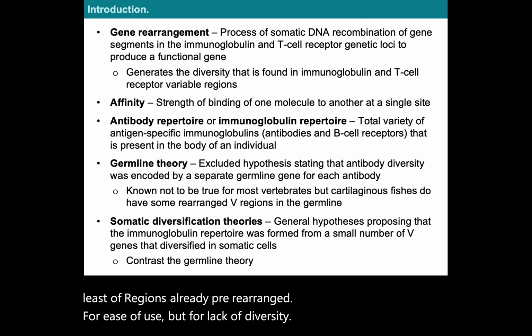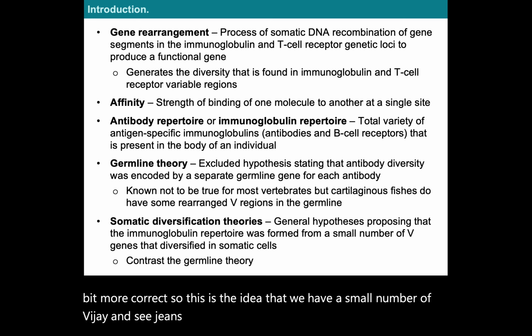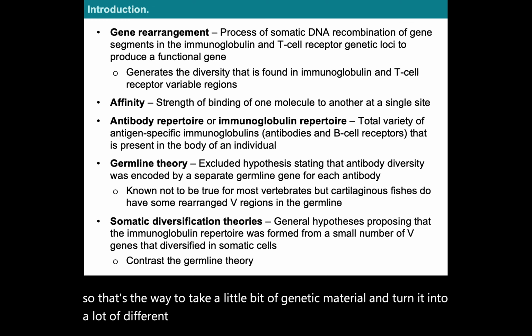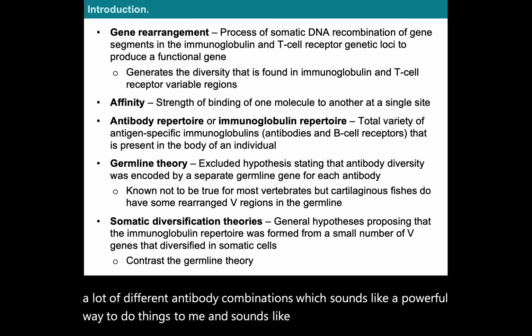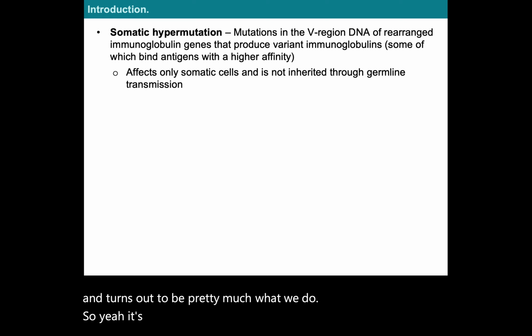Okay, the somatic diversification theories, this is the one that's a little bit more correct. So this is the idea that we have a small number of VDJ and C genes that are then diversified within the somatic cells. And so that's a way to take a little bit of genetic material and turn it into a lot of different antibody combinations, which sounds like a powerful way to do things to me, and sounds like a very good idea, and turns out to be pretty much what we do. So yeah, it's in contrast to the germline theory, which is not true for vertebrates like us.